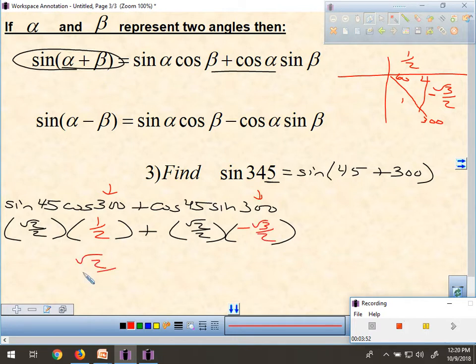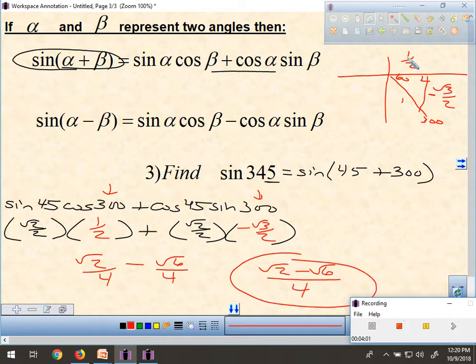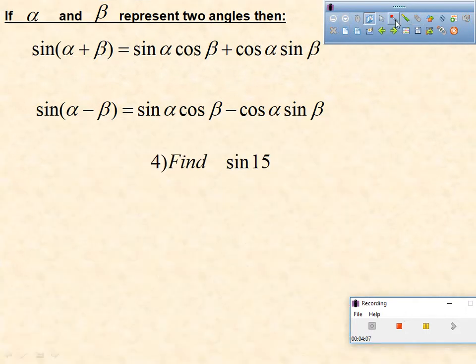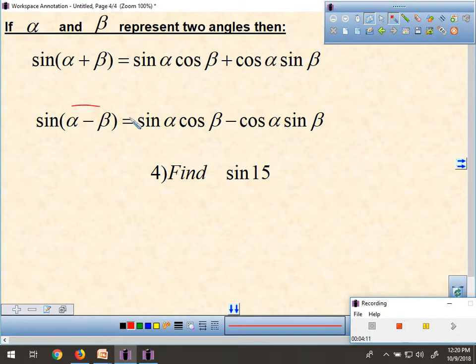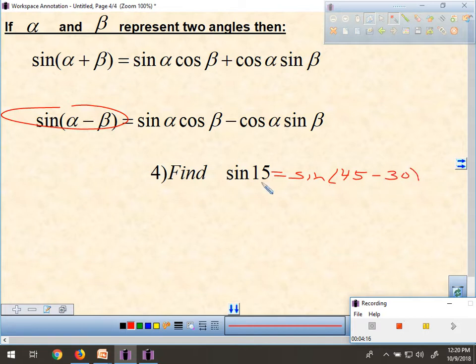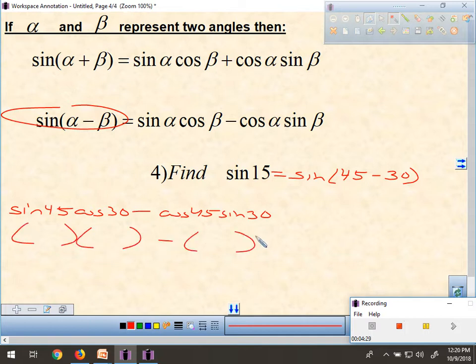Then clean this up, multiply, you get root 2 over 4. Multiply, you get negative root 6 over 4. You can combine them and get root 2 minus root 6 over 4. And that would be my answer for that one. Another similar problem is sine of 15 degrees. This time I don't have a choice. I've got to use the subtraction. I'm going to say that 15 degrees would be 45 minus 30, which is true. Using that formula, I would have sine of 45 cosine of 30 minus cosine of 45 sine of 30. And again, in a 45 degree triangle, the legs are root 2 over 2, so both sine and cosine of 45 degrees would be root 2 over 2.